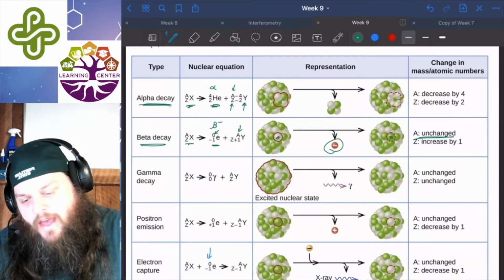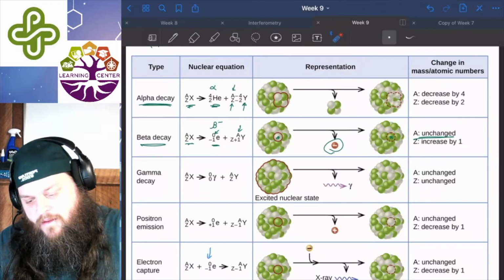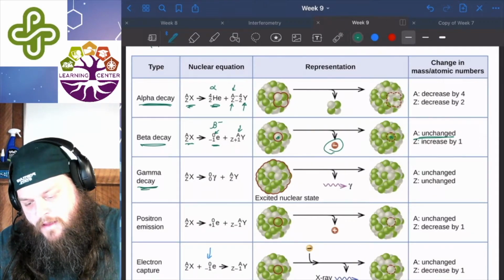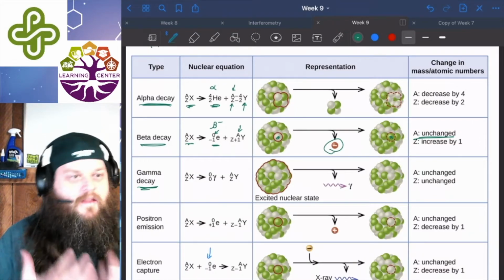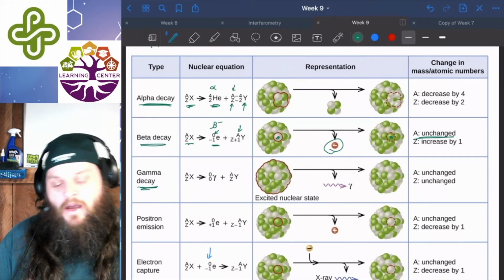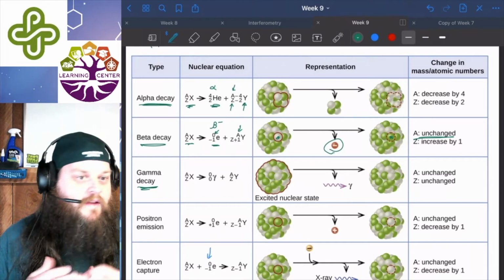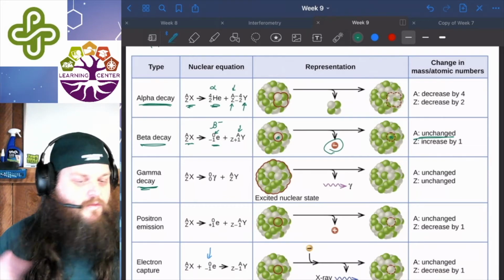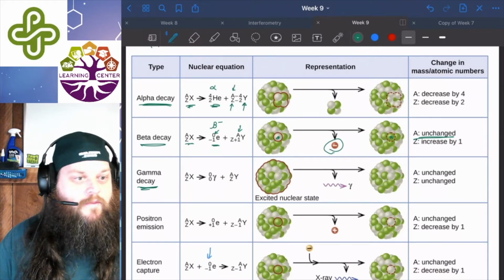The form of gamma decay that we can have: gamma is really a type of light. It's a very, very high energy light beam. It's so high energy that if there's a gamma ray coming anywhere near you, you need to duck, dodge, get as far away from it as you possibly can.